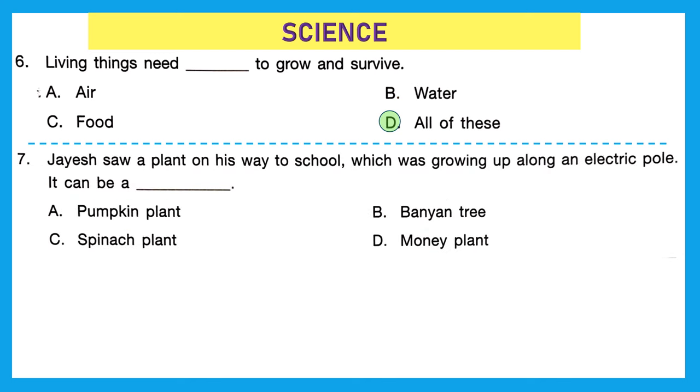Question 7. Jayesh saw a plant on his way to school, which was growing up along an electric pole. It can be a... So here Jayesh has seen a plant which is growing on something. That means it needs something to climb up. It cannot stand tall by itself, right? So that plant can be a pumpkin plant. Can it be? So let me tell you a fact about the pumpkin plant. Pumpkin plants spread out on the ground surface due to their weak stem. Hence they are called creepers. So they cannot stand upright. They cannot grow upright. So of course this is not the right option.